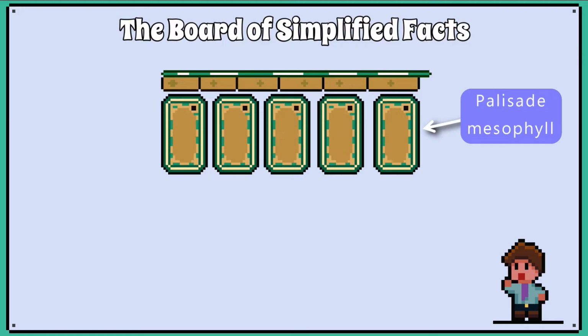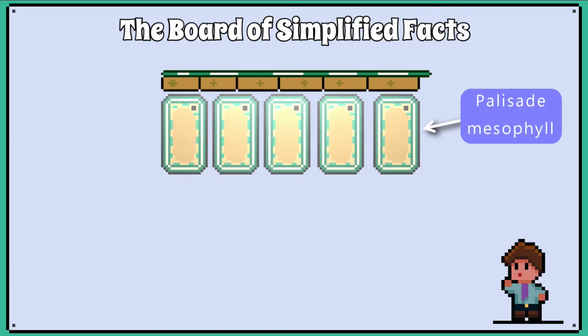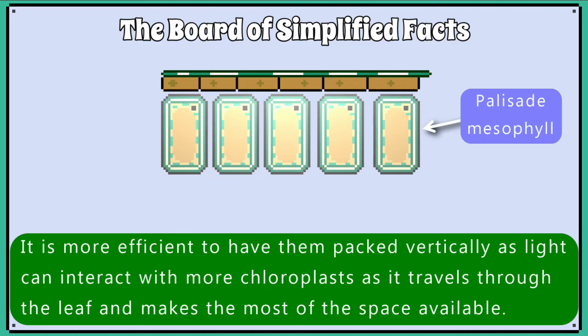Next is the layer known as the palisade mesophyll layer. This layer is packed with vertically orientated palisade cells. Palisade cells are specialized for photosynthesis as they are full of chloroplasts. They are found in the upper layers of the leaf because they are more exposed to light, and it is more efficient to have them packed vertically as light can interact with more chloroplasts as it travels through the leaf and makes the most of the space available.